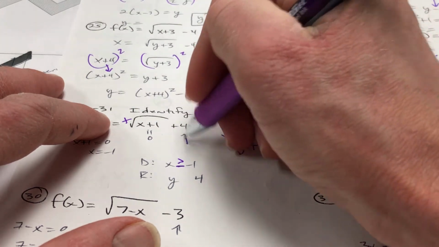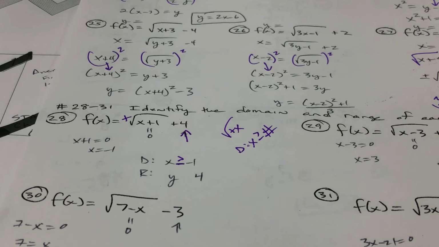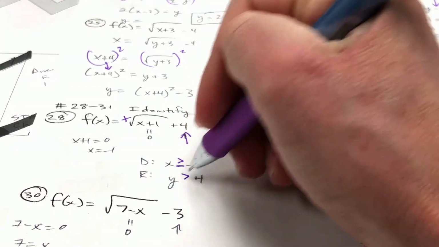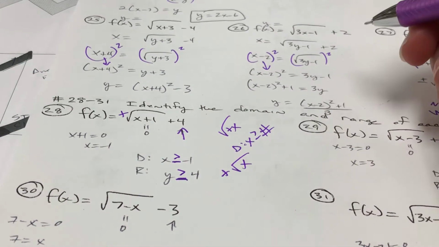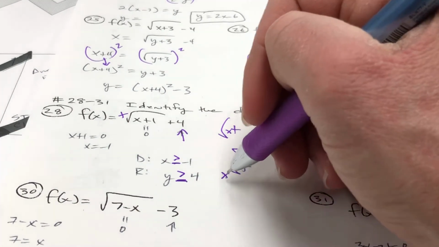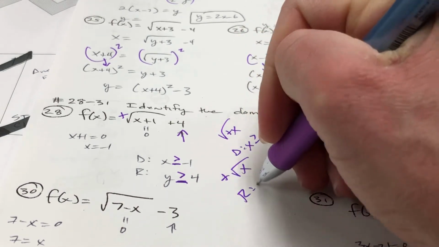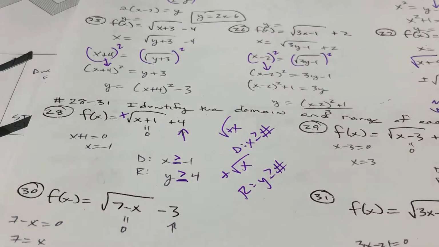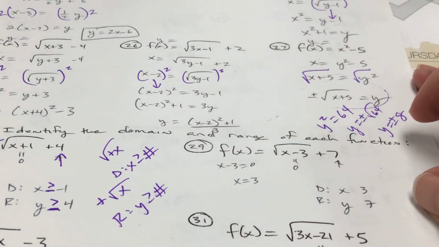So this number here is always the boundary point for the range. It's either the smallest value that y can be or the largest value. In this case, it's the smallest value. Y is greater than or equal to 4. If you have a positive square root function, a positive number on the outside of the square root, then the range is y greater than or equal to some number. You see this combination mostly. That was mostly what we saw in our notes.